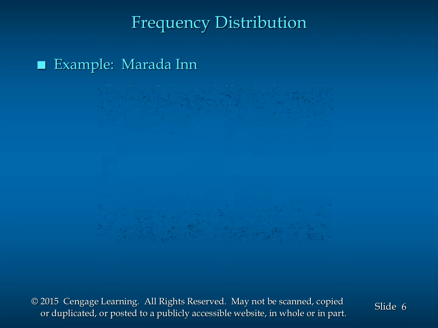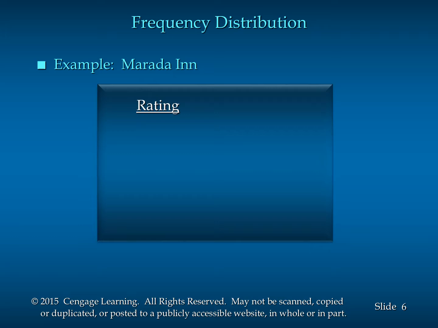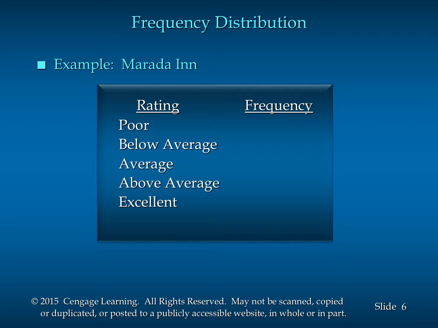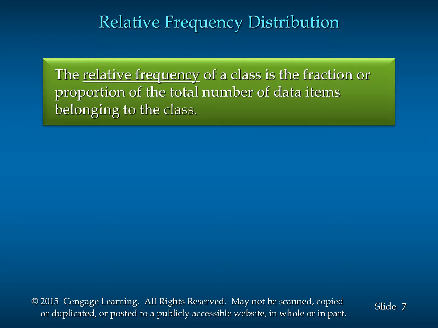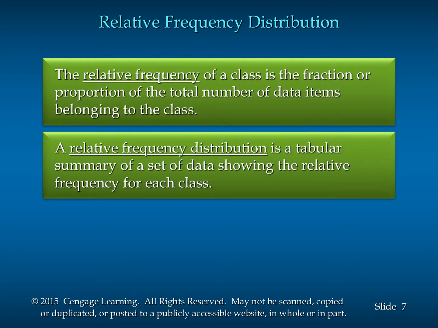By counting the number of times each rating has occurred, we can show the data in a frequency distribution table, such as this. The total of the frequency equals the total number of data points in this data set.